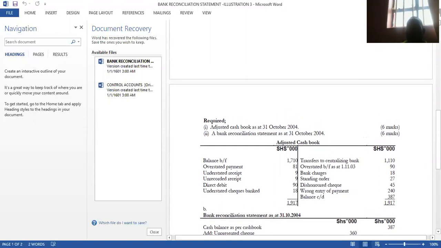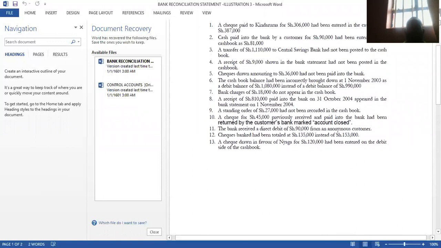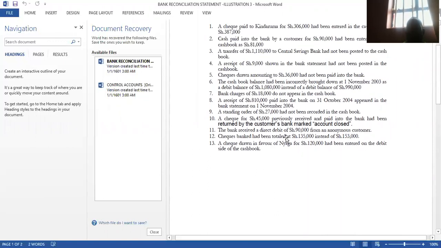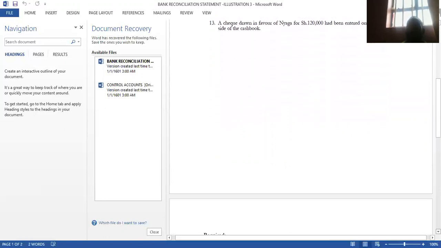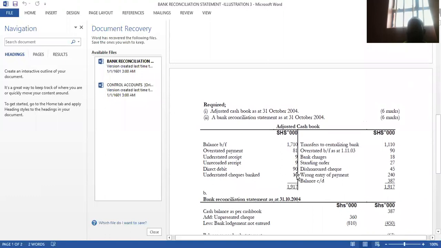Then another error that was discovered was that checks banked had been totaled at 135 instead of 153. All the checks banked had been totaled at this one instead of this. So you'll find that this is another error that needs to be corrected, and the difference, because it totaled this instead of this, means we have recorded less. Because it is money received, what we are banking is what we are receiving. This is going to appear here because we had recorded less receipt, and because it was less receipt, on the receipt side we add this so that the figure can now be correct.